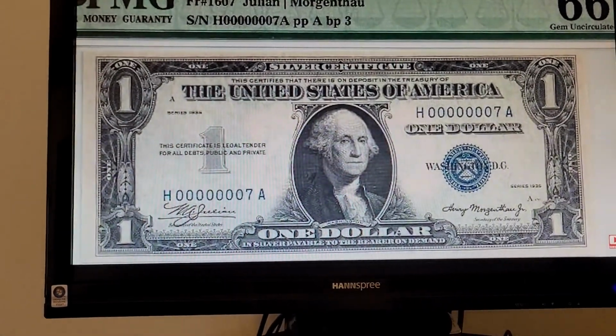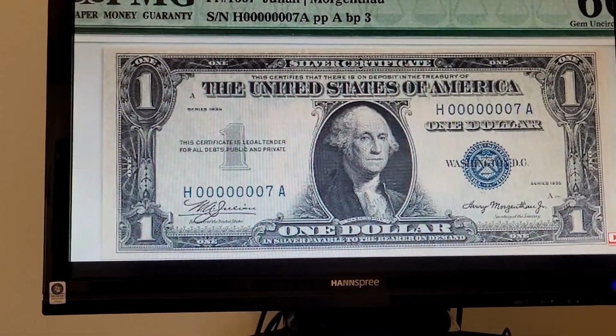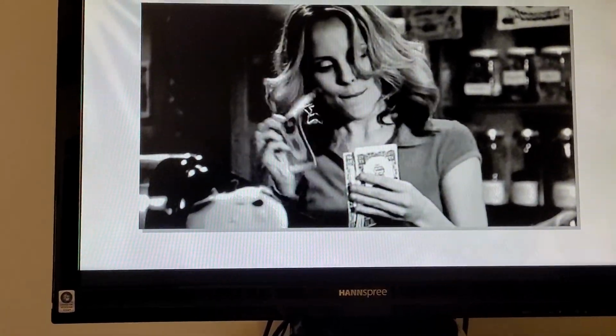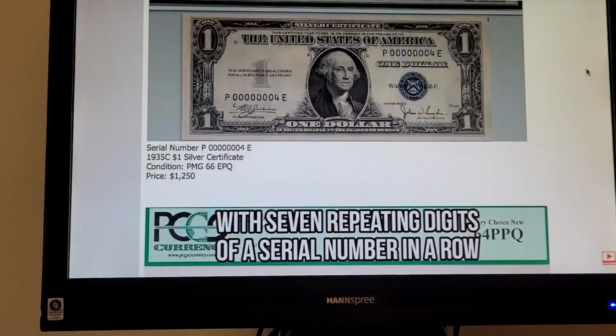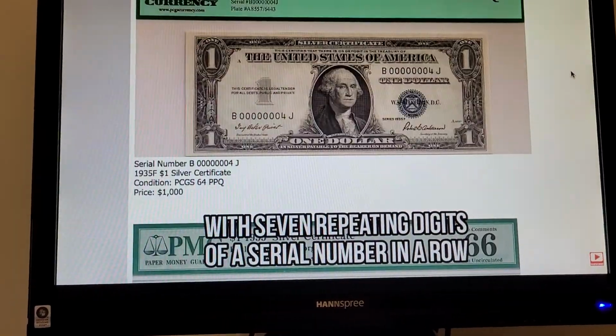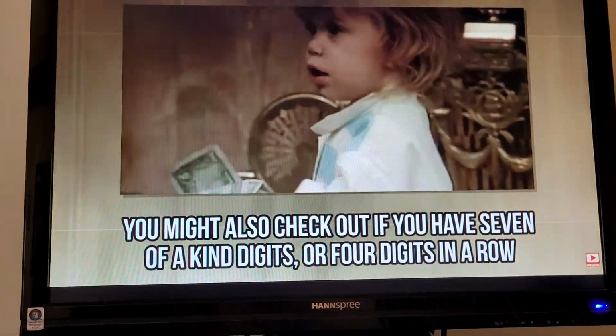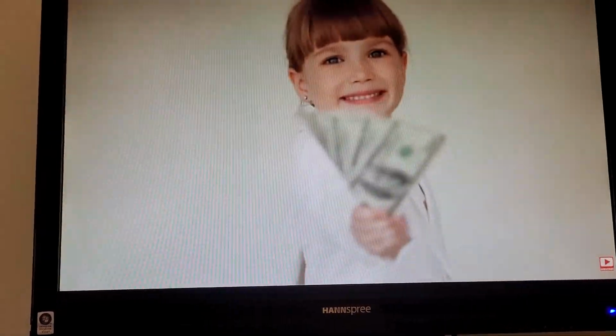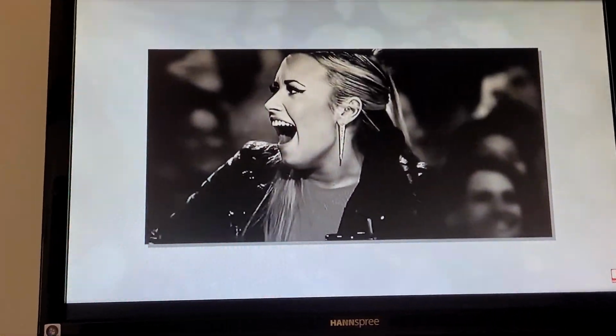Speaking of the dollar bill, rare serial numbers could make your bill worth thousands of dollars. So check if you see any of these digits. People are now buying dollar bills with 7 repeating digits of a serial number in a row. You might also check if you have 7 of a kind digits or 4 digits in a row. Your dollar bill might just be worth more than just $1.